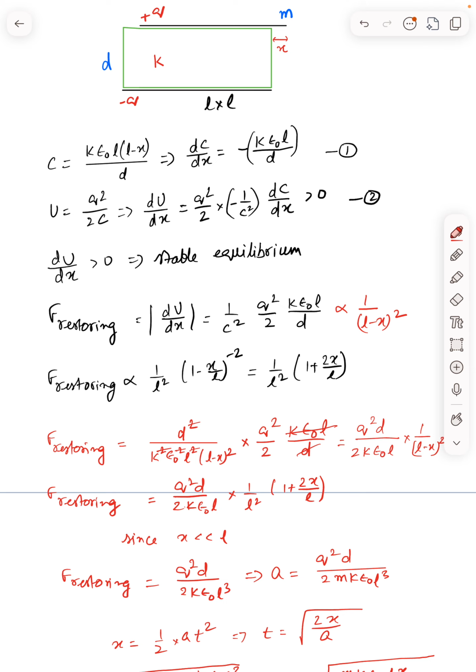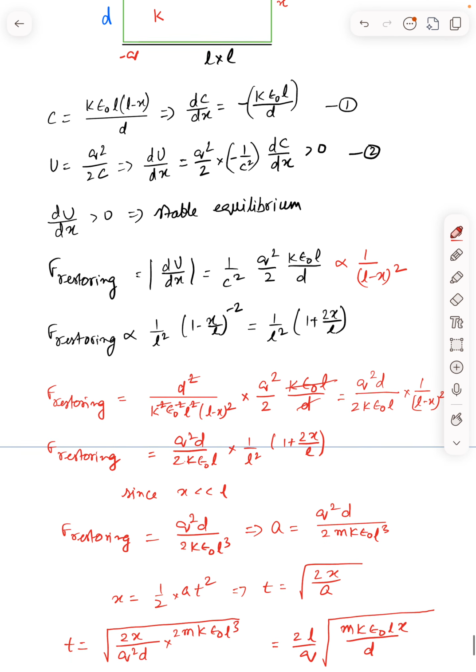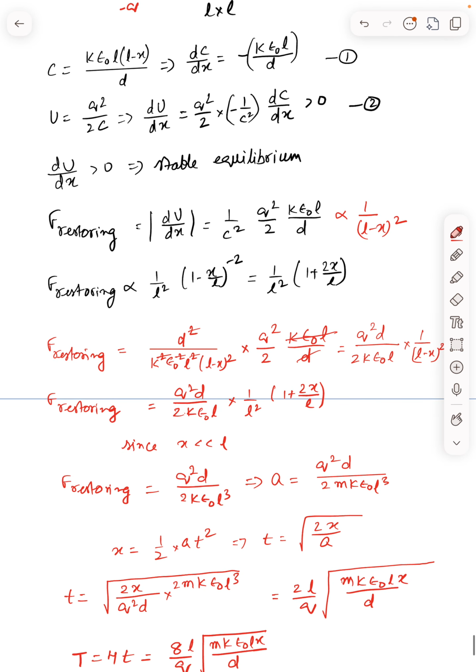Now if dU by dx comes out to be a positive quantity, this is a case of stable equilibrium and there will be a restoring force acting on the upper plate. Now this restoring force we can further calculate by getting the value of modulus of dU by dx. And dU by dx we have already calculated by equation 2. If you substitute that value, further you can see that there is a function of 1 by L minus x whole square. And if you make some binomial approximation for small value of x, then you get this value.